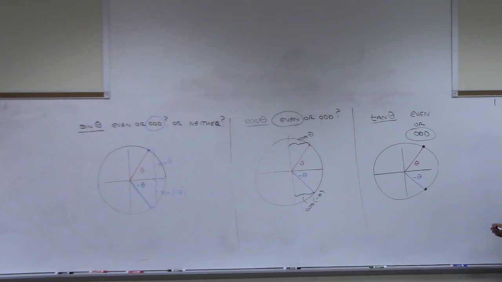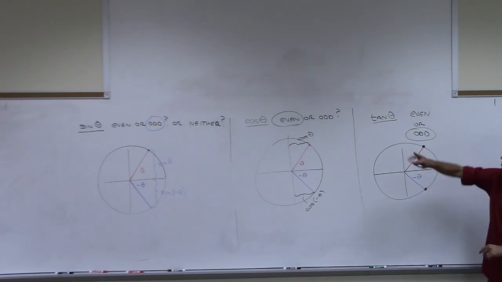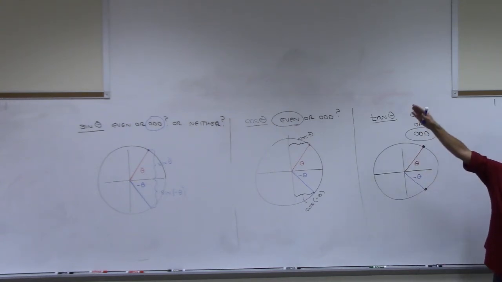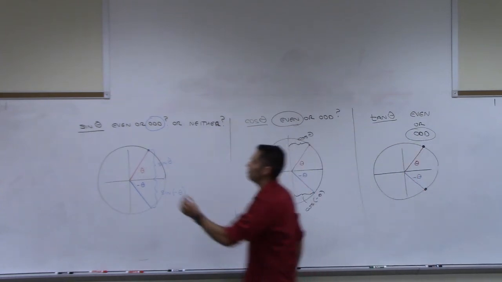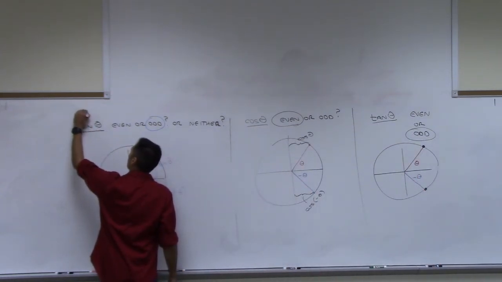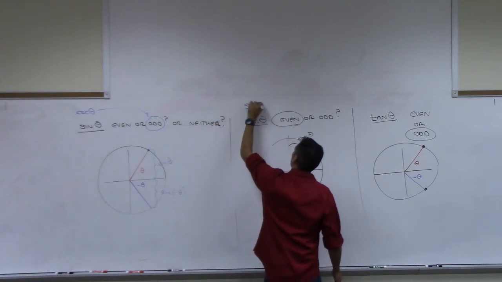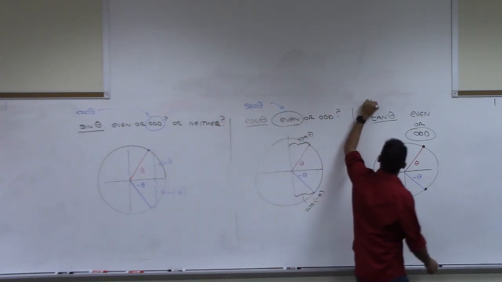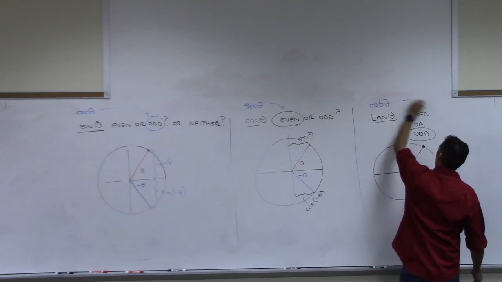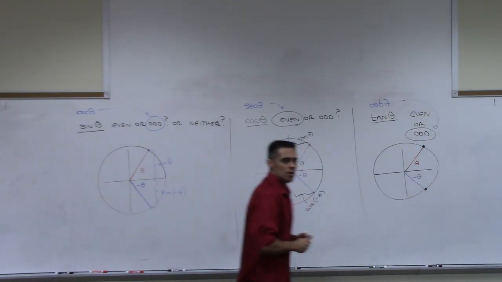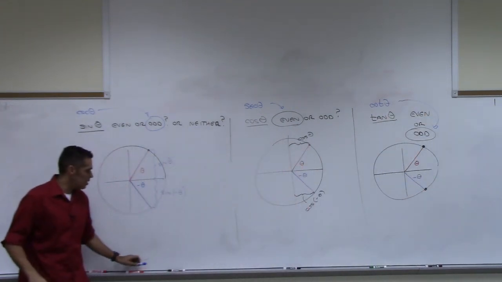Now here's some good news. All the reciprocals of these follow the same thing. So what about cosecant theta? It's odd. How about secant theta? It's even. And then cotangent theta is odd. So once you know the first three, you have all six.